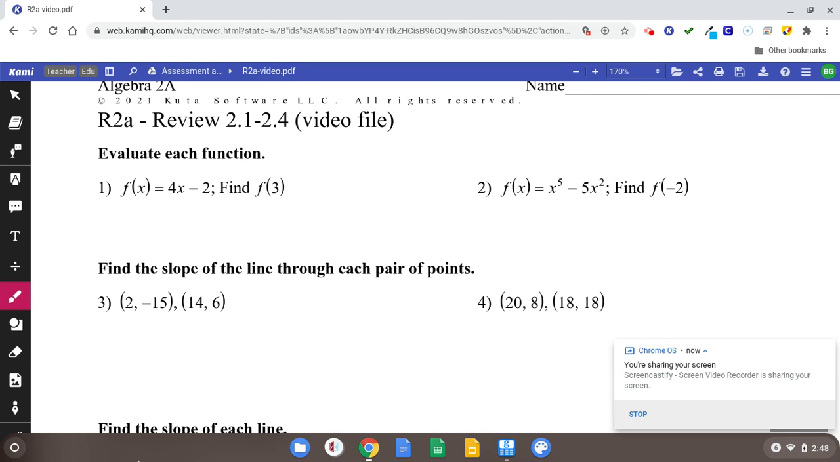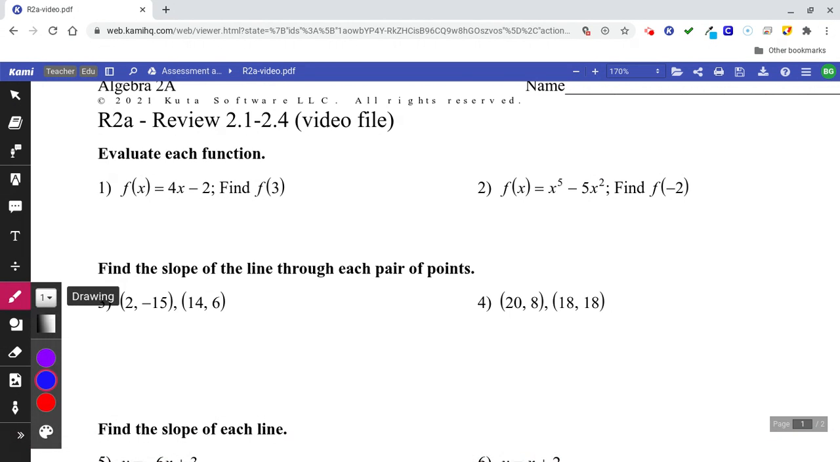Let's review sections 2.1 through 2.4. Number 1, evaluate each function. We're going to take this 3 and put it in for x right here. We'll have 4 times 3 minus 2. And you can do this one without a calculator. 4 times 3 is 12, minus 2 gives you 10.